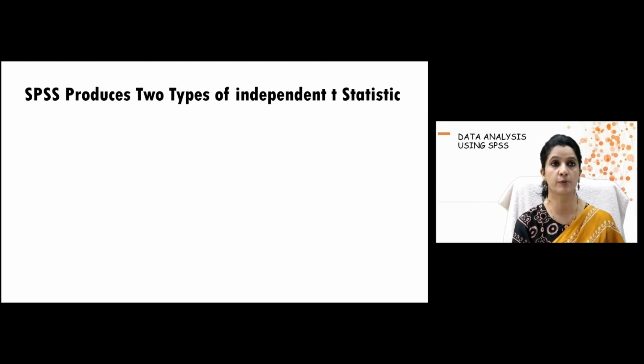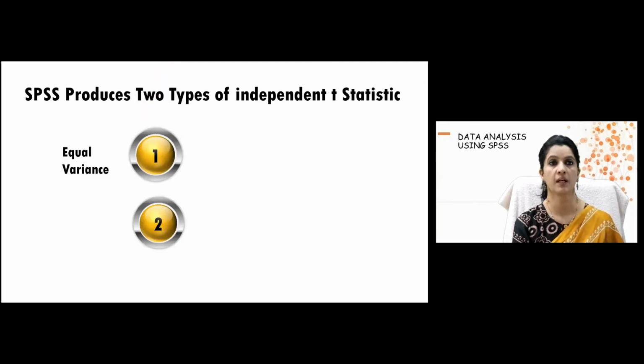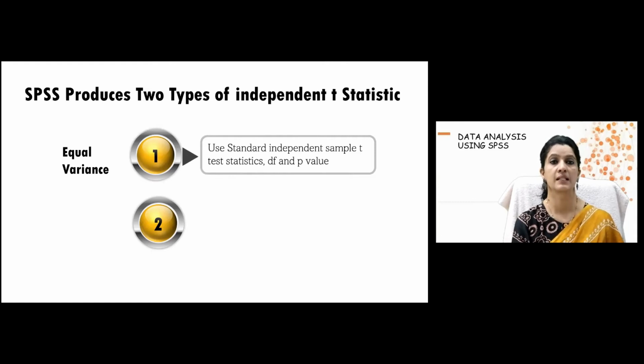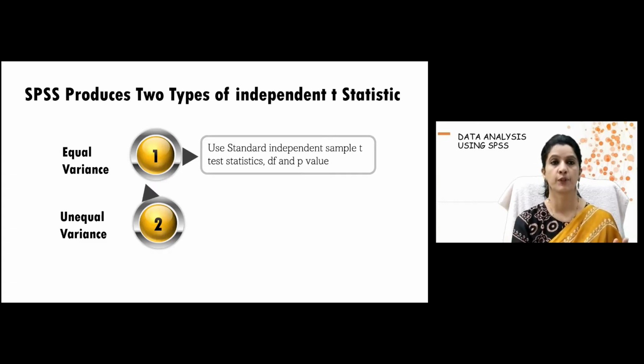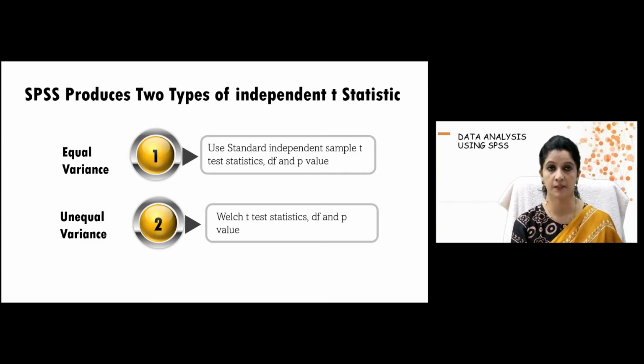So SPSS produces two types of independent t-statistics in the output. The first is when the homogeneity of variance is met, that means it is of equal variance, then you should use the standard independent sample t-test statistics, its degree of freedom, and its p-value. If the homogeneity of variance criterion is not met and there is an unequal variance, in that case, you should use the Welch t-statistics, degree of freedom, and p-value. So is it clear to all of you?